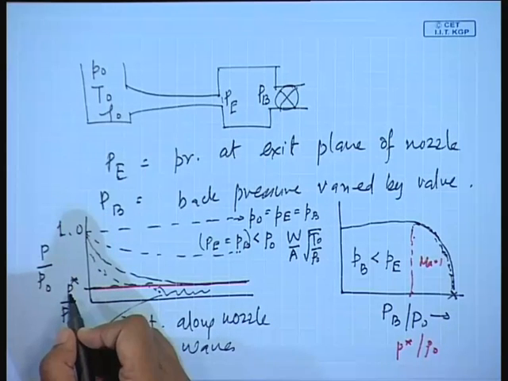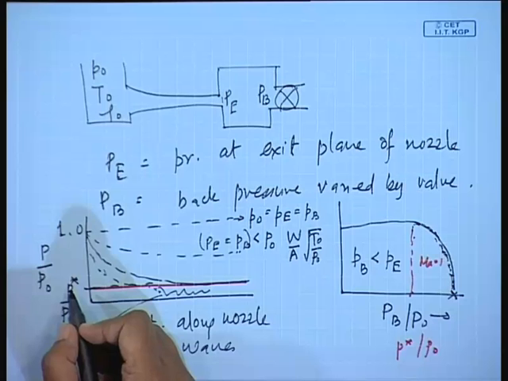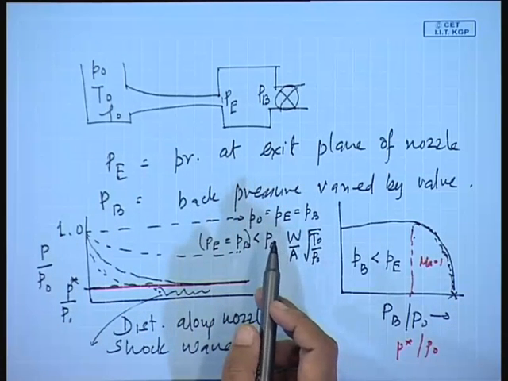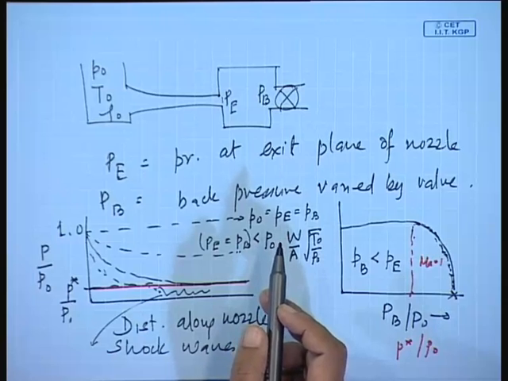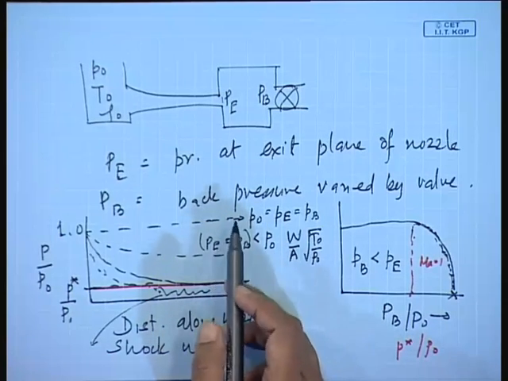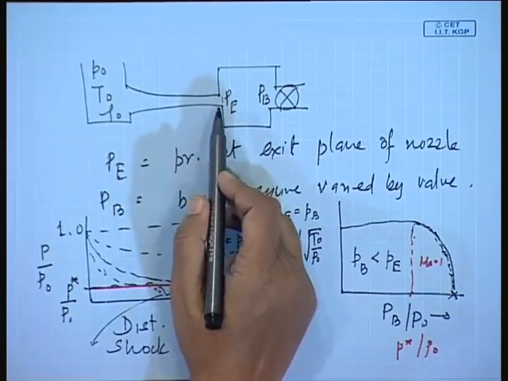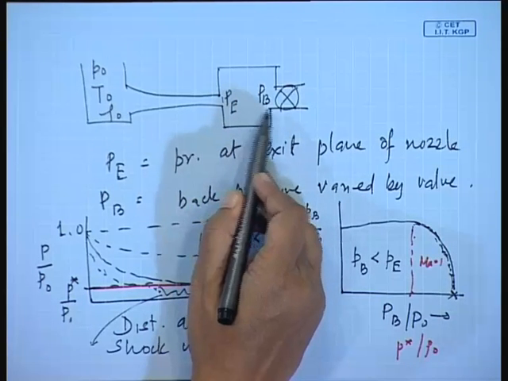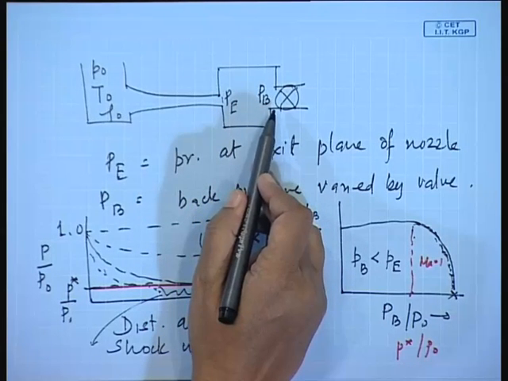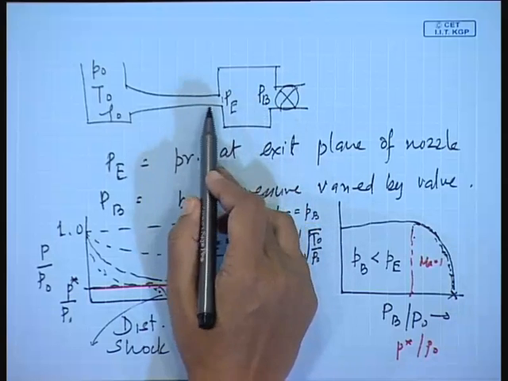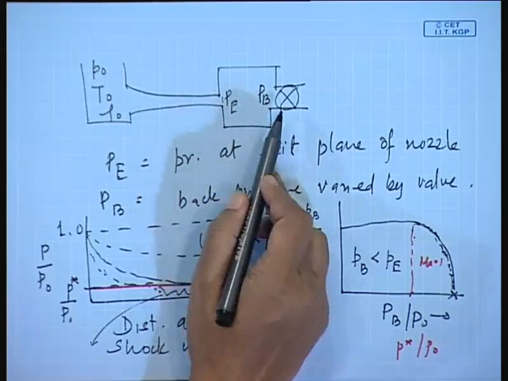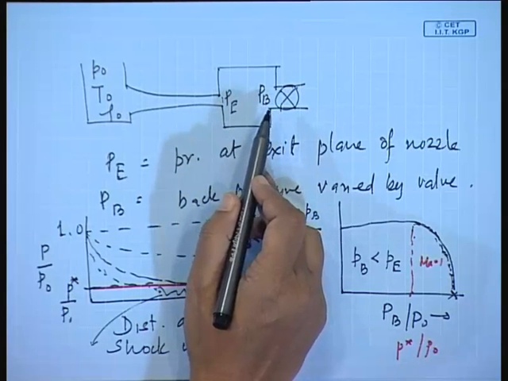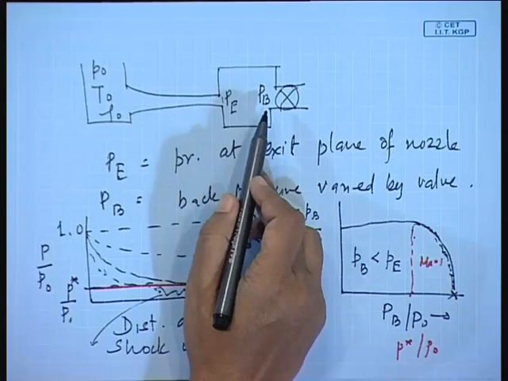Further reduction is not going to affect the flow any further. Even though PB can be reduced, it does not give anything. What happens is that the flow which leaves the nozzle has to expand to match the lower back pressure. And in order to match, we find that this expansion is 3-dimensional in nature, and the pressure distribution under this condition cannot be predicted by 1-dimensional theory.